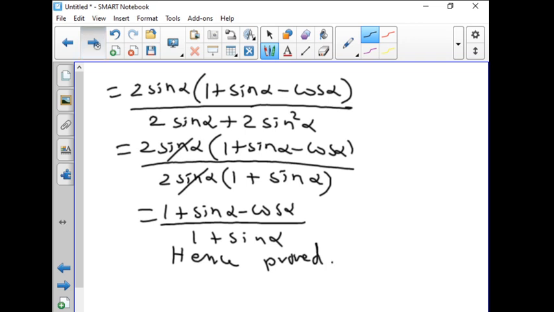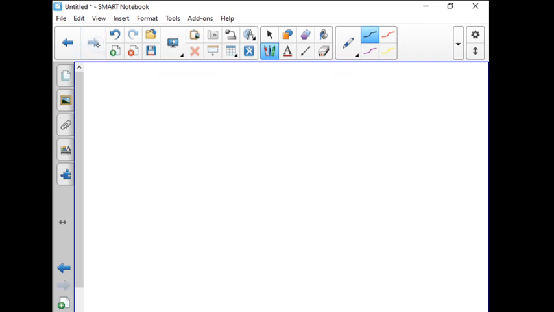We will go to the next question. Question number 7. So what is given? X is equal to sigma n equal to 0 to infinity cos raised to 2n theta. So what is this actually?